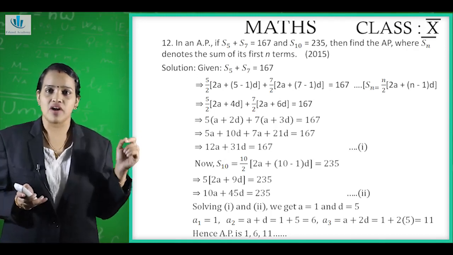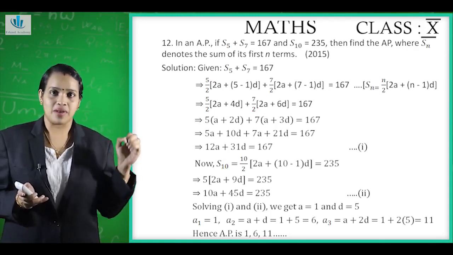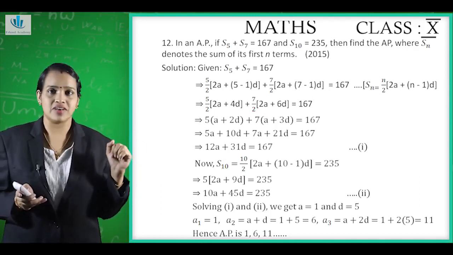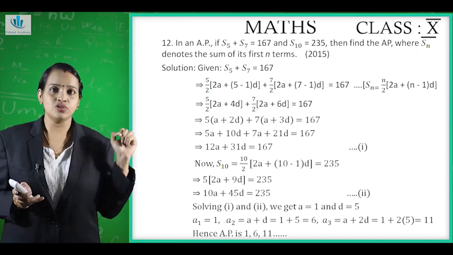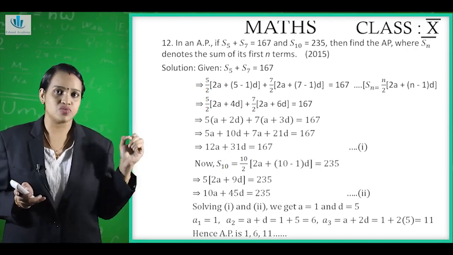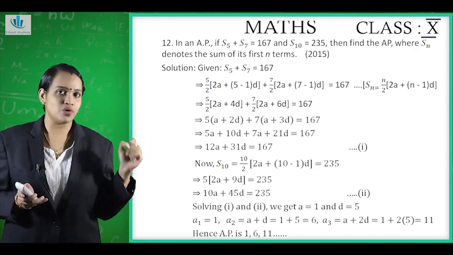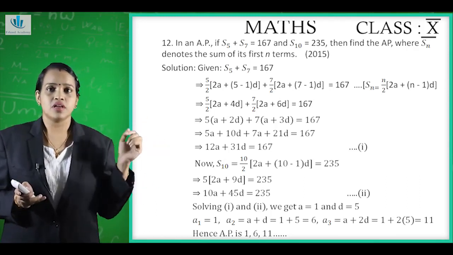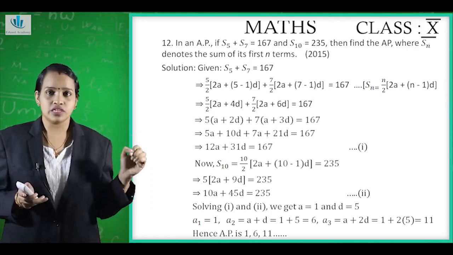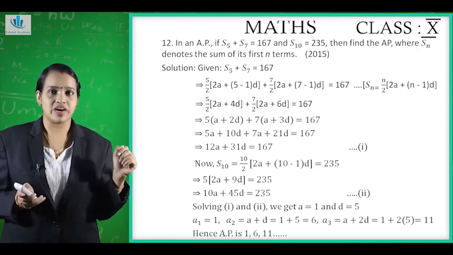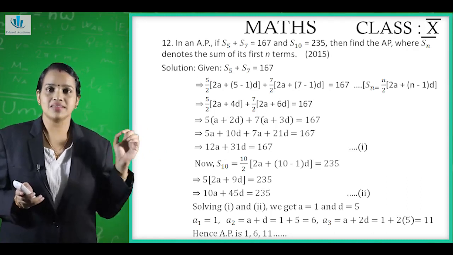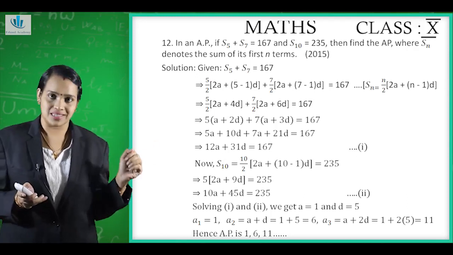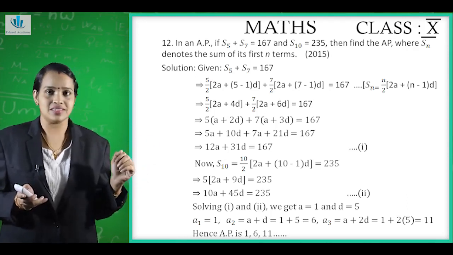So it becomes 5 upon 2 (2a plus (5 minus 1) d). Then the formula for S7 will be 7 upon 2 (2a plus (7 minus 1) into d), which is equal to 167. Now on the side you have to write the formula. Now 5 upon 2 into (2a plus 5 minus 1, it becomes 4d) plus 7 upon 2 (2a plus 7 minus 1, it becomes 6d), which is equal to 167.